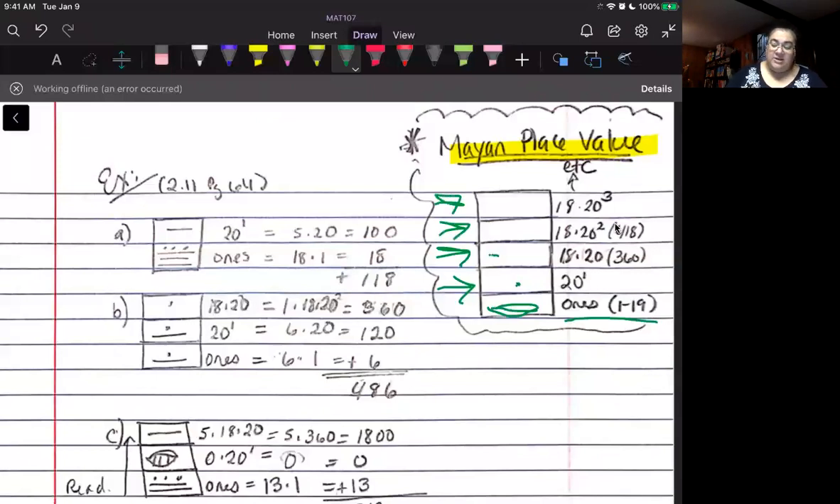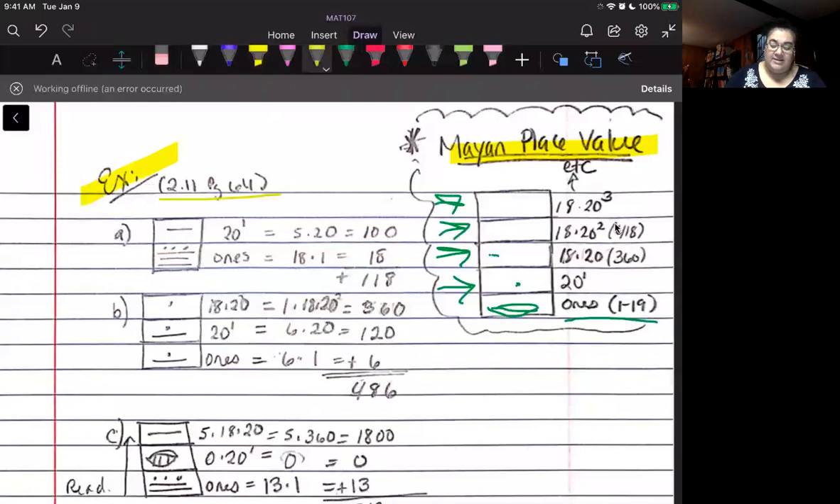Okay, so let's look at some examples so that you can see what we mean. But keep this little chart near you as you get used to it, because it does help to clarify how to use the system. Okay, so let's look at this example here. This example, by the way, in case you're interested, comes to you from figure 2.11 on page 64 of your textbook. All right, but let's say that we are given this Mayan numeral right here, okay?